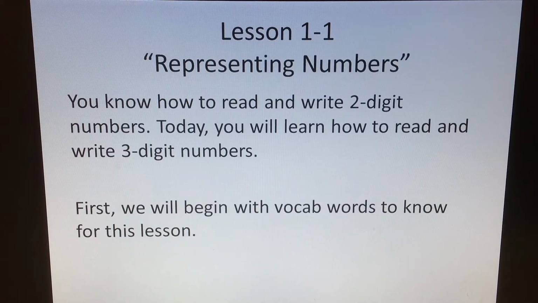You know how to read and write 2-digit numbers. Today you'll learn how to read and write 3-digit numbers. First we'll begin with vocab words to know for this lesson.